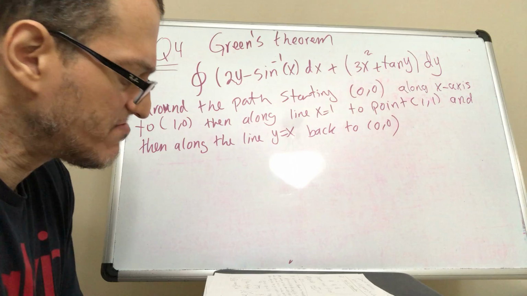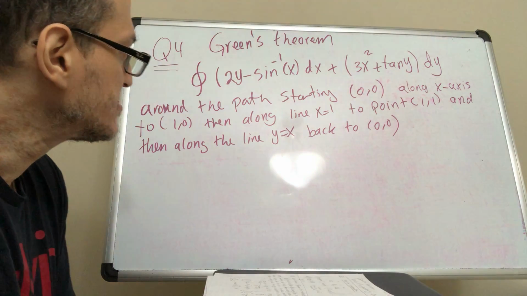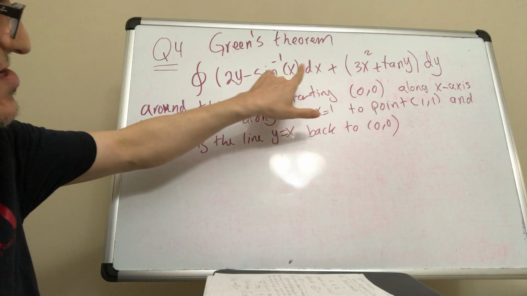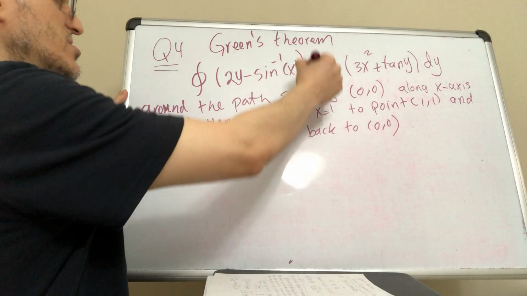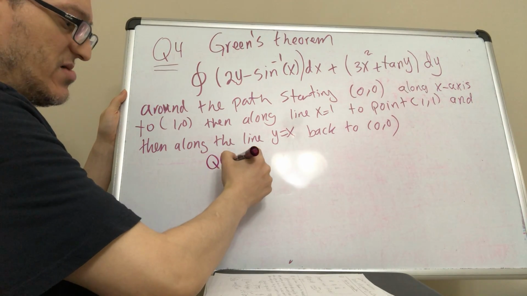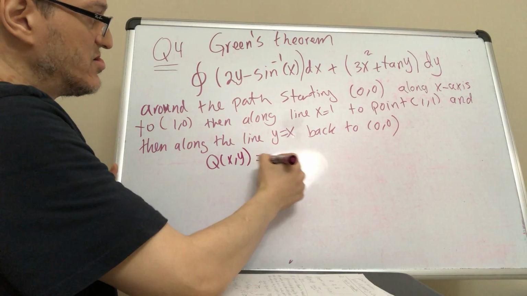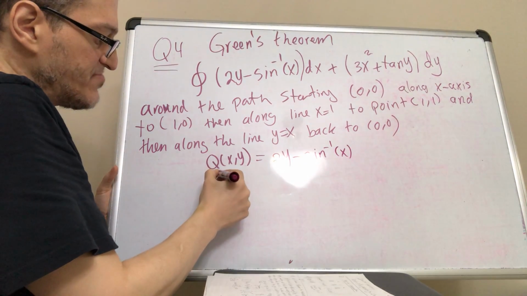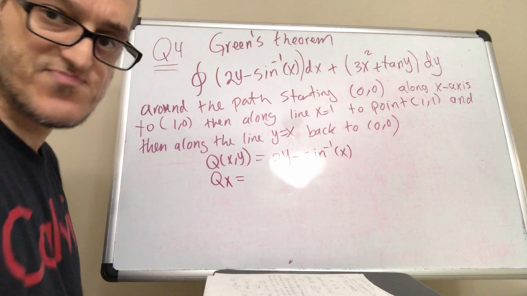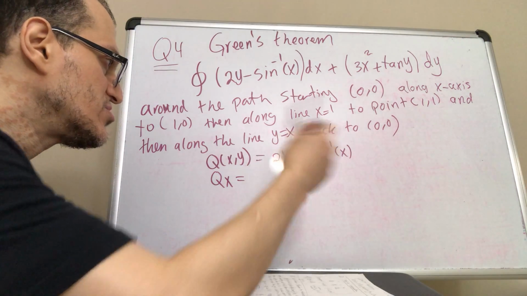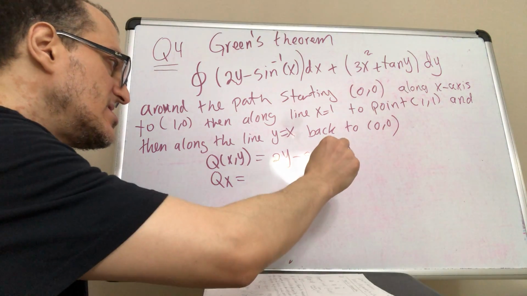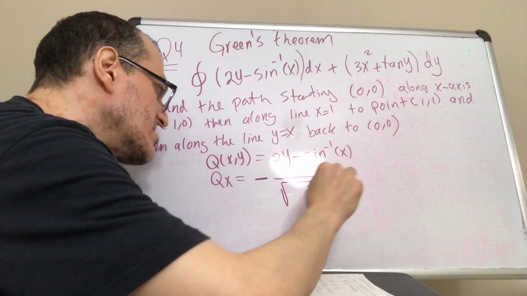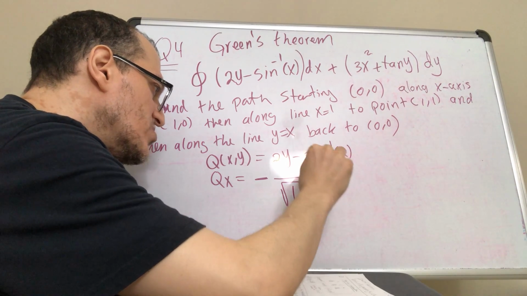Okay, I'll try and simplify this. Since they want you to use Green's theorem, the part that has dx, we're going to call Q of x, y, which is 2y sine inverse of x. And then I'm going to find the derivative of this with respect to x. 2y doesn't have a derivative, and the derivative of this would be 1 over the square root of 1 minus x squared.